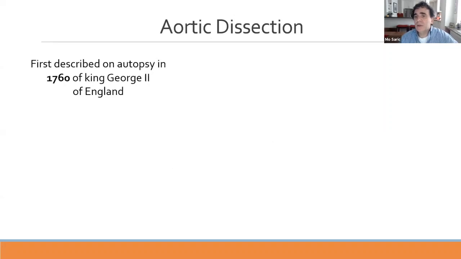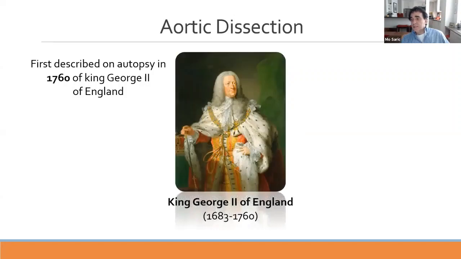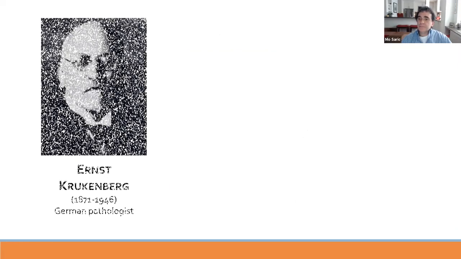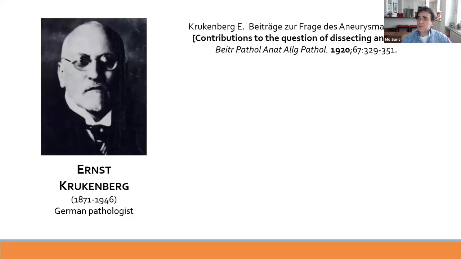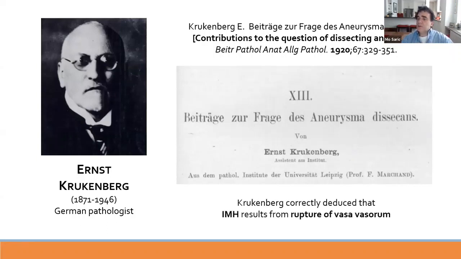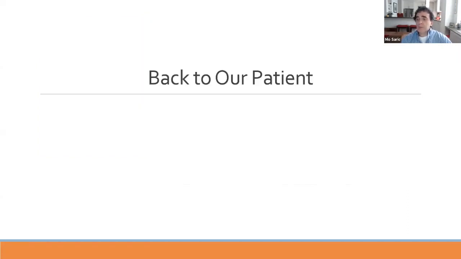So aortic dissection, as I said, was first described on autopsy in 1760 by King George of England. This is in his fancy clothes. And for us Americans, it's relevant that it was after him that our state of Georgia is named. He is Ernest Krukenberg, German pathologist, who published contributions to the question of dissecting aneurysm, and this is why he described intramural hematoma, and he correctly deduced that intramural hematoma and subsequent dissection result from rupture of vasa vasorum in the aortic wall.